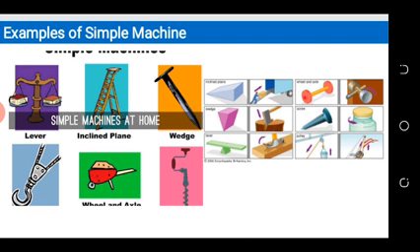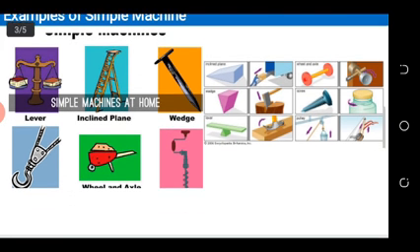You can also see the picture of the wedge. The wedge is another tool that we use at home. That's the second picture on the right-hand side of your screen. It is used to divide objects. So all these are things that we use at home. We meet them every now and then. They actually help our work to be easier.